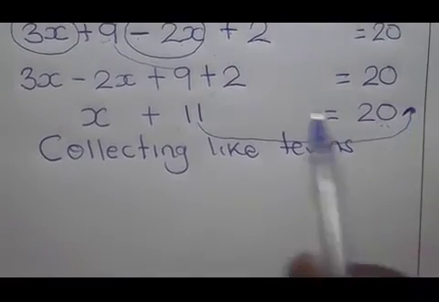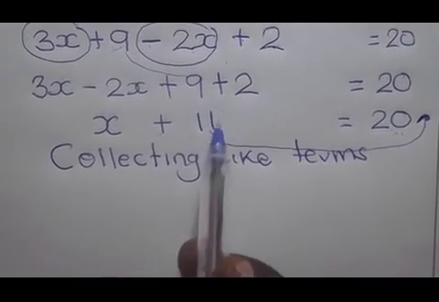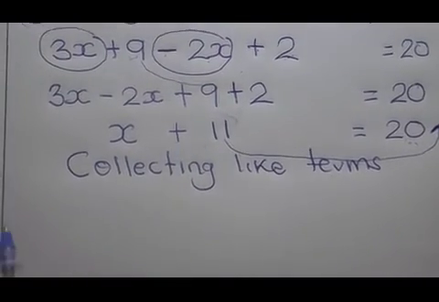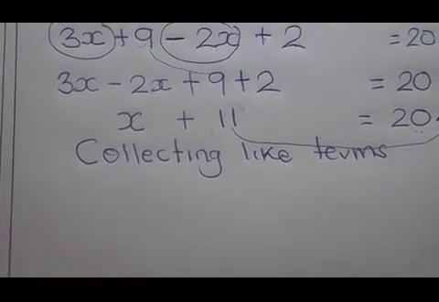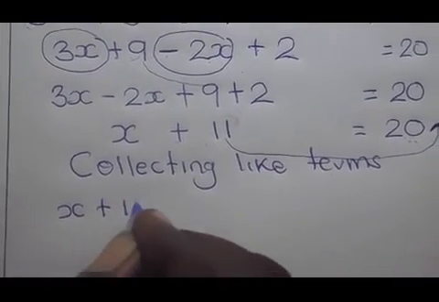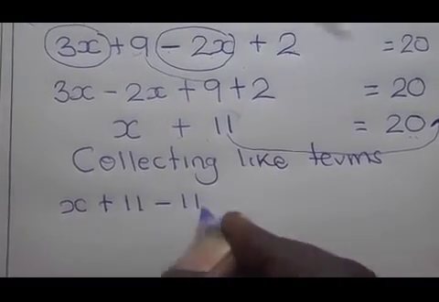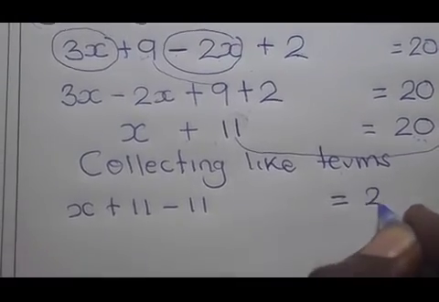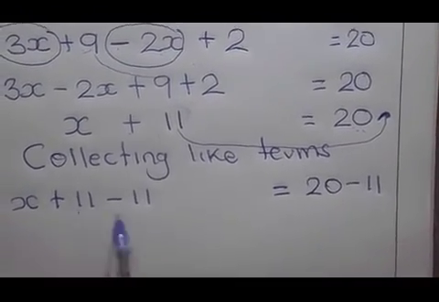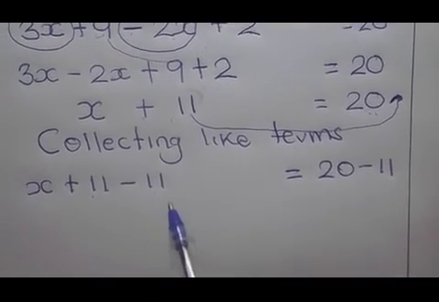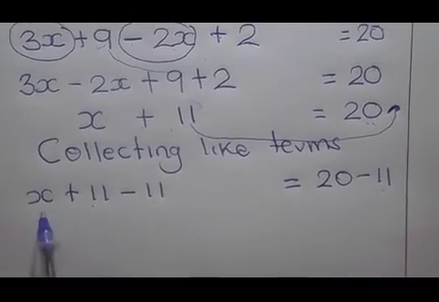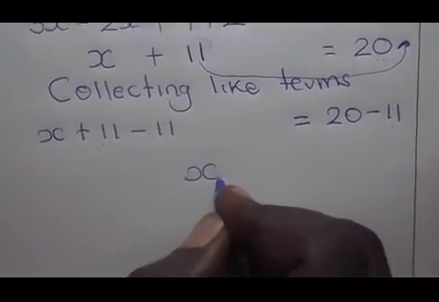Why subtracting? Because here it is a positive, and the opposite sign of positive is negative. So we subtract it from both sides. So x plus 11 minus 11 equals 20 minus 11. Meaning 11 minus 11 is already 0. So that means 11 has been taken this side. This side will remain with x.